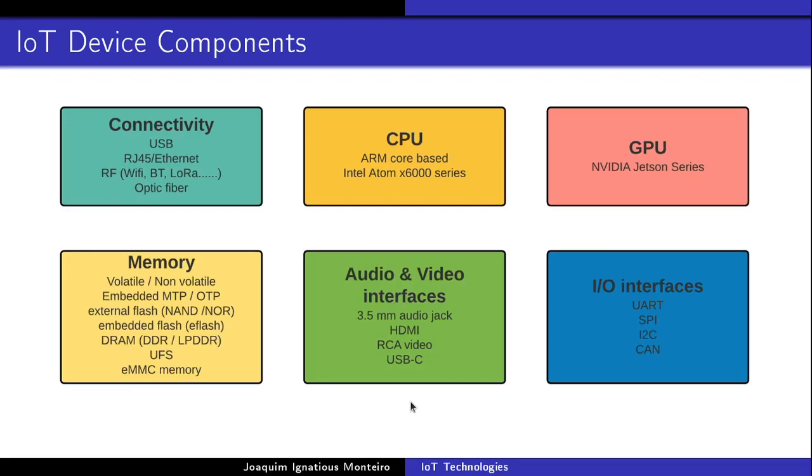So are we together? Are we on the slide on components of IoT? Right. So this has the 6 components. We talked about the connectivity. You could have different forms of connectivity: USB, RJ45, your Ethernet, and RF. You could have Wi-Fi, Bluetooth, LoRa, WiMAX, whatever could come up. Optic fiber is another solution which is really good for various applications, especially very harsh environments.